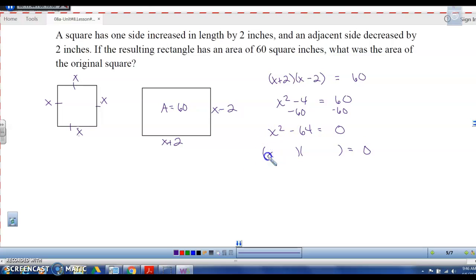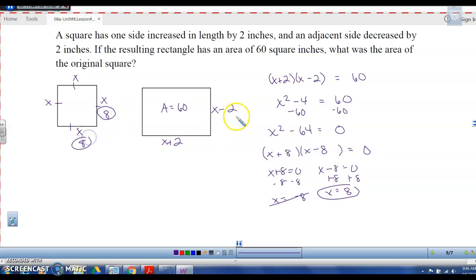This is going to be x and x, plus and minus, what gives you 64? It's 8 and 8. Set the factors equal to 0 and solve for x. X is equal to negative 8 and x is equal to positive 8. Can we use negative 8 as a length? Nope. So x equals 8 is going to be the side of your square.